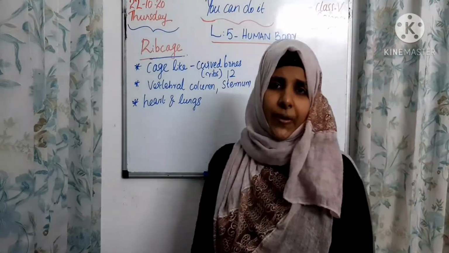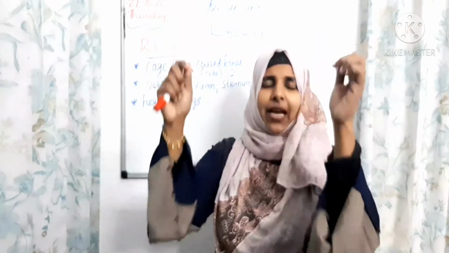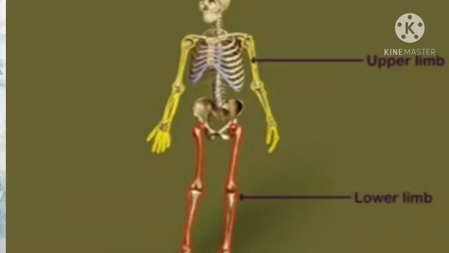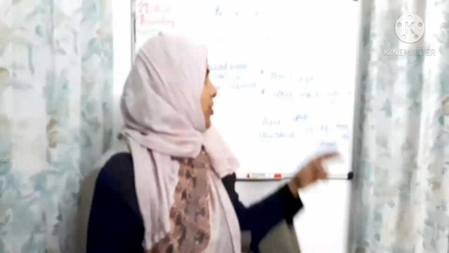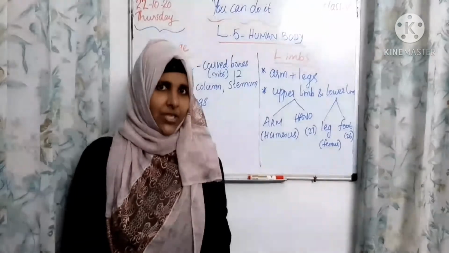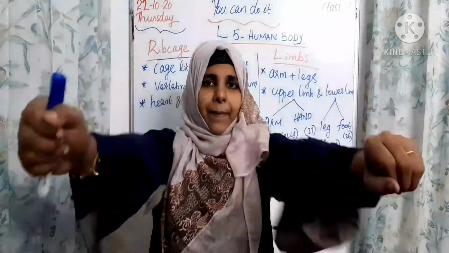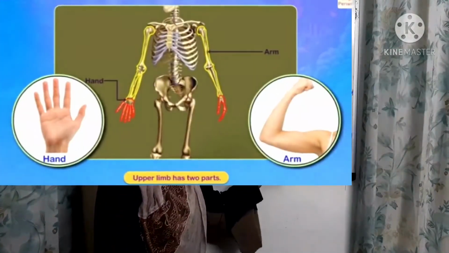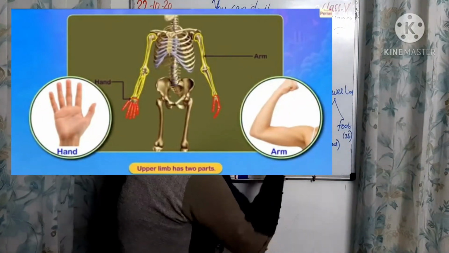Now I am going to teach you about limbs. What are limbs, children? Our hands and legs together we call limbs. Dear children, we know that arms and legs together are called limbs, right? And we have upper limbs and lower limbs. The upper limb consists of the arm and hand.